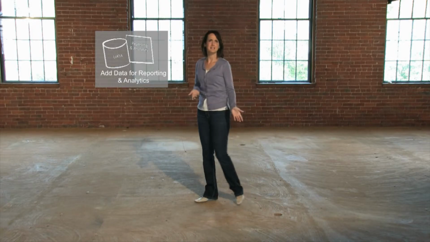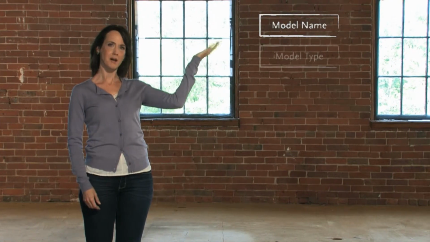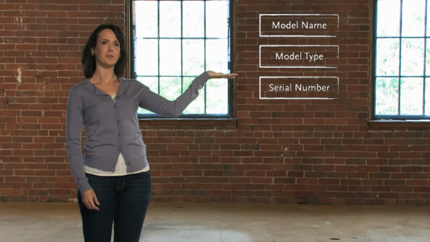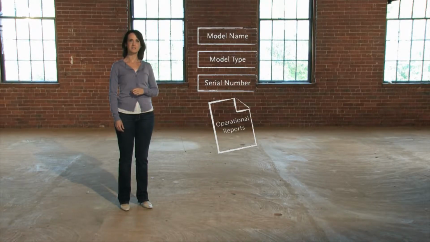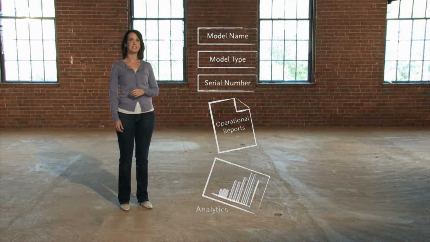So let's say your company is adding a new specialty lines product that requires the addition of 3 new data attributes: model name, model type, and serial number, and that these fields need to be added to an existing report and to an existing data cube so it can be available for analytics by the underwriting and claims department.